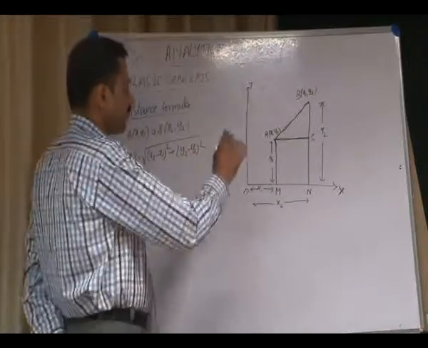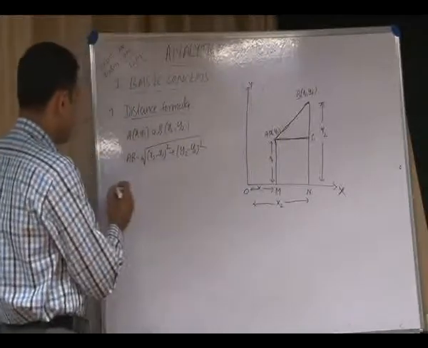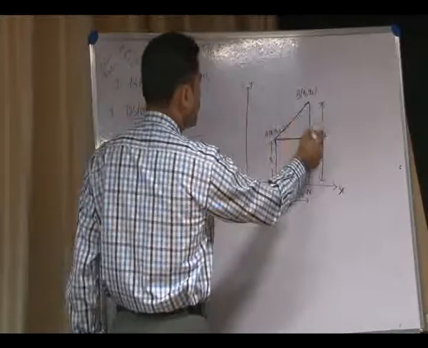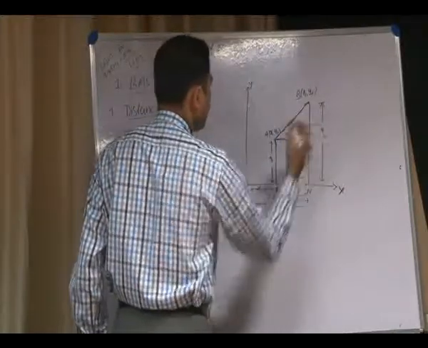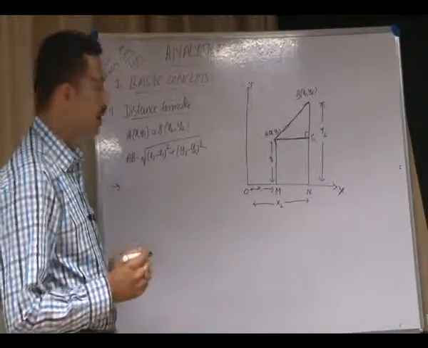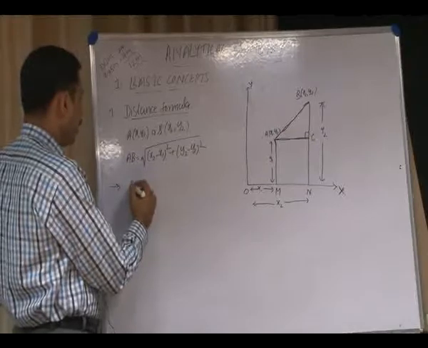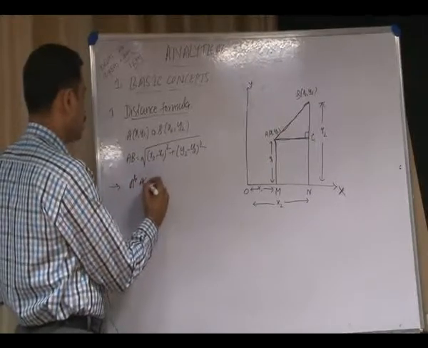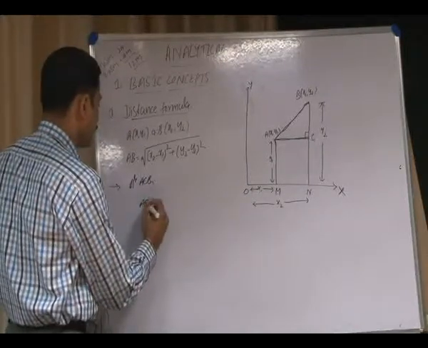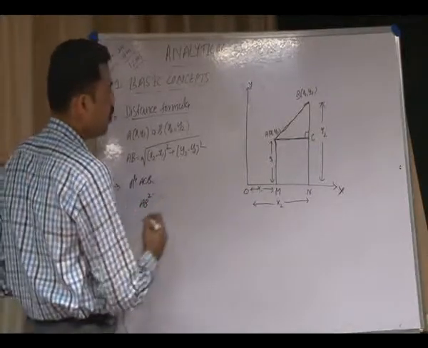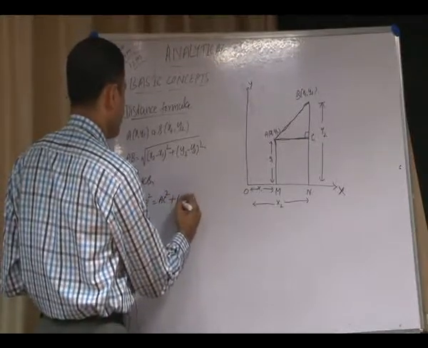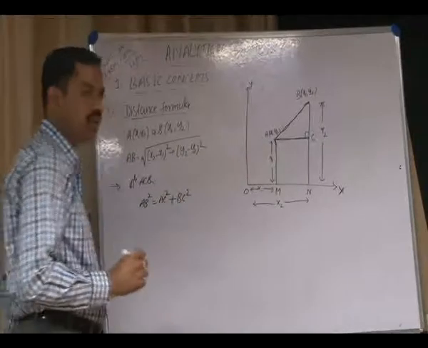To derive this equation, in this figure there is one right angle triangle, ACB. ACB is a right angle triangle. In this right angle triangle ACB, the Pythagoras relation is AB square is equal to AC square plus BC square.